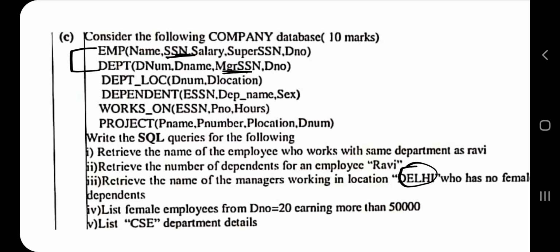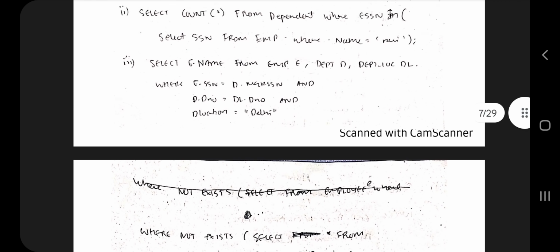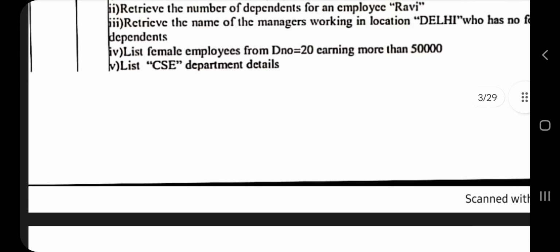These two tables are joined by the same attribute, which is D number. By using D number we'll join this, and manager SSN is equal to ESSN. So two things we have written here: to join the table and to write the ESSN. So E.SSN is equal to D.manager SSN, and D.D number is equal to DL.D number. Okay, sorry, not the employee.